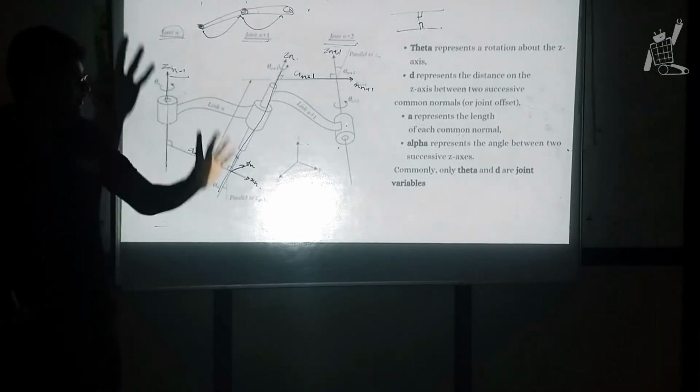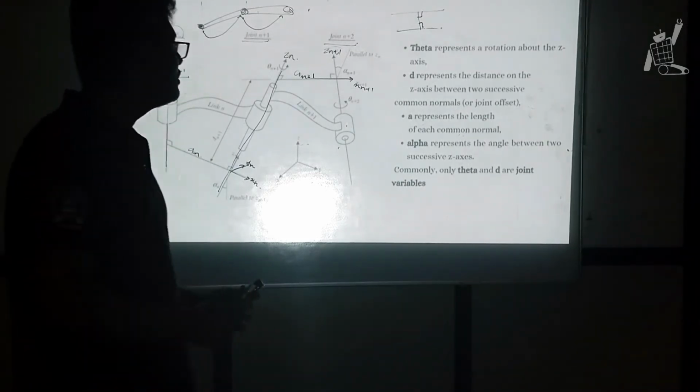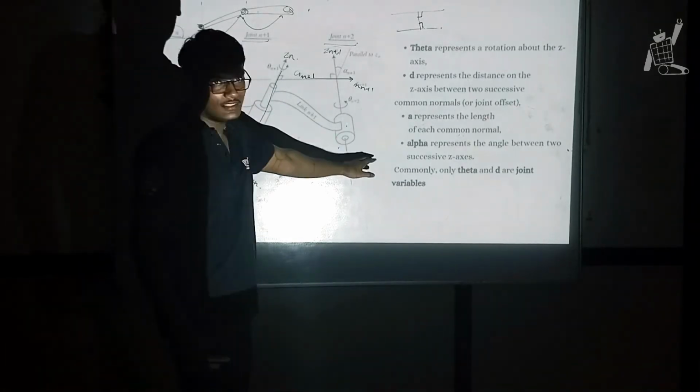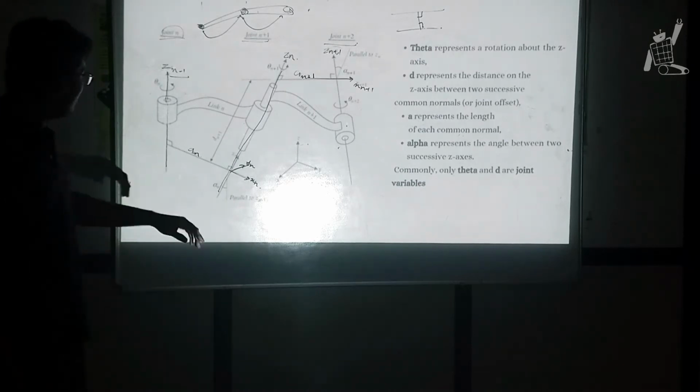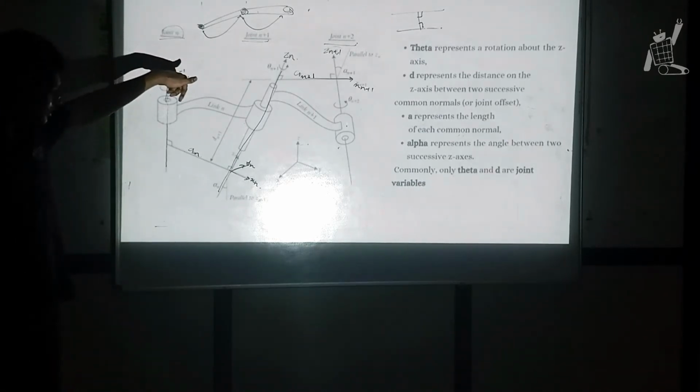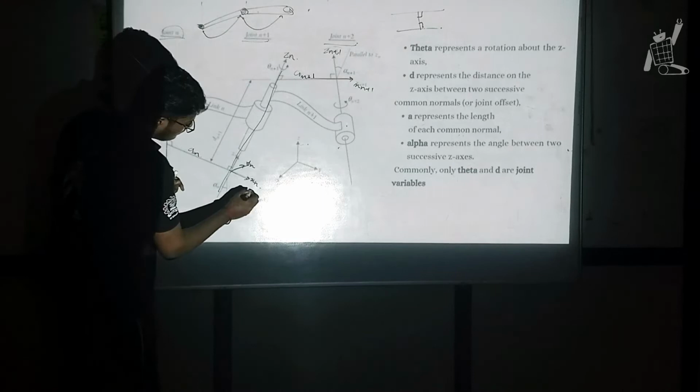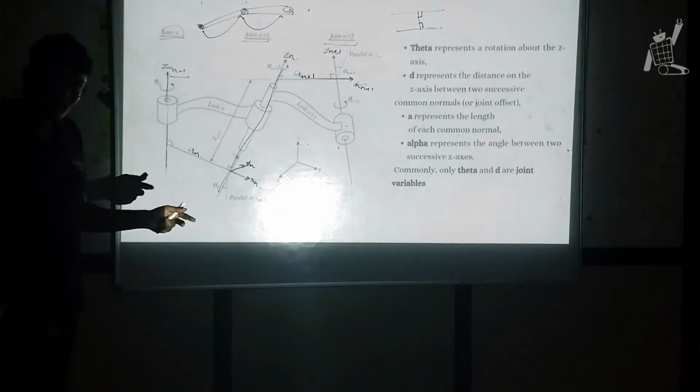Now first, there are only 4 parameters in the case of the DH matrix. They are theta, d, a, and alpha. What theta represents is the angle that the z-axis needs to rotate to make this x n and x n plus 1 parallel.